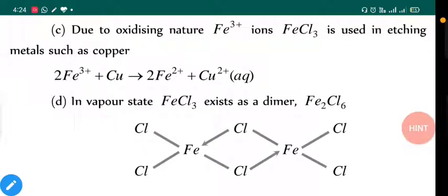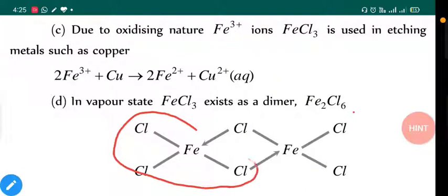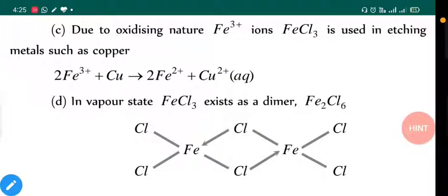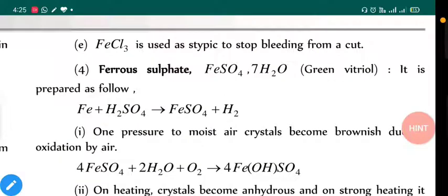Next, in the vapor state FeCl3 exists as a dimer, that means two different molecules held together. In this case, the first FeCl3 molecule is present here and the second molecule is present here. But because of these two chlorines, this chlorine feels attraction towards the second Fe, and the second Fe contains chlorine which feels attraction towards the first Fe, and we get a dimer. It is used as a styptic to stop bleeding from cuts, that means a medicinal use.